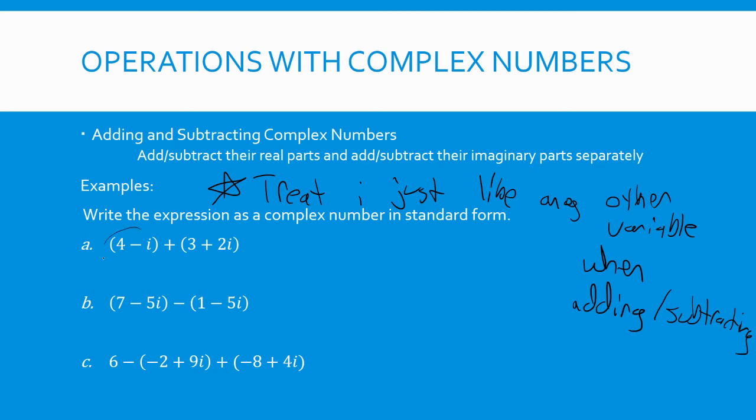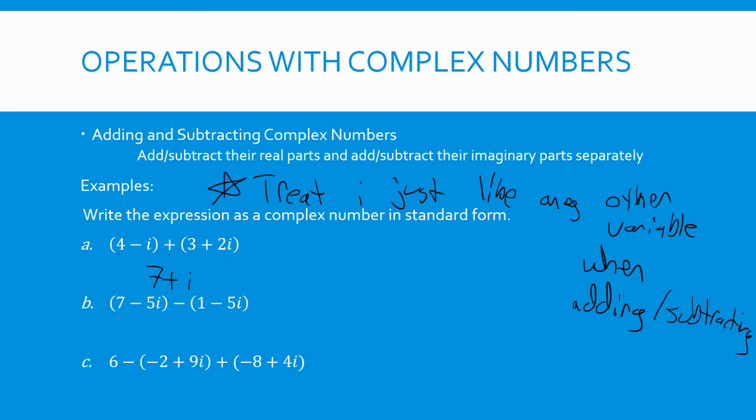So if I told you 4 minus i, this is my complex number, plus 3 plus 2i, we're going to combine the constants. 4 plus 3 gives me 7. Negative i plus 2i gives me 1i. 7 plus i is how you reduce part A. Combine your like terms. That's all we're doing. i's add and subtract just like any other variable.